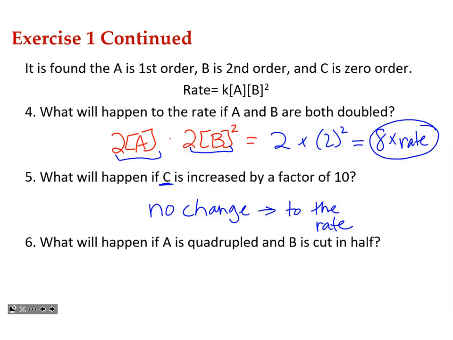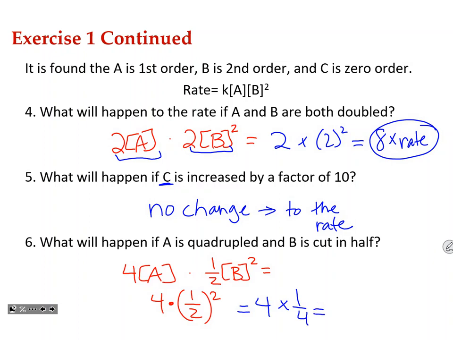How about what will happen if A is quadrupled and B is cut in half? 4 times A and 1/2 times the B. What are we going to see here? Well, this would be 4 times for A, and here this would be 1/2 squared for the B, which means we're going to get 4 times 1/4, which means 1 times the rate, which is really no change. Very good. Make sense? They cancel each other out, basically. They do cross out.